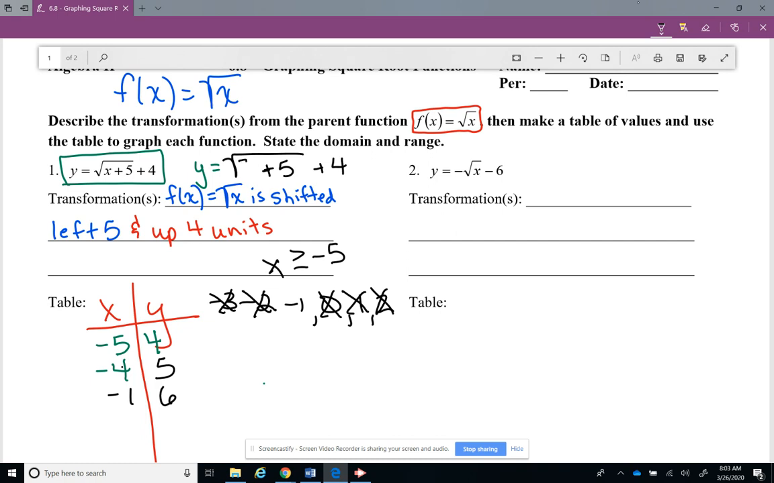All right, let's try 3. 3 plus 5 is 8. The square root of 8, nope, don't want to do that. So I'm not going to do that one. Nope. So let's try 4.